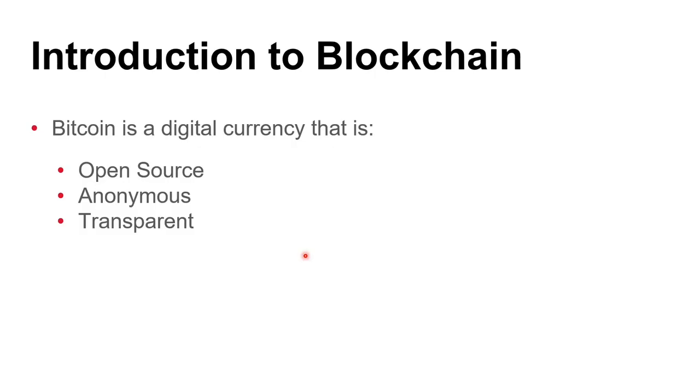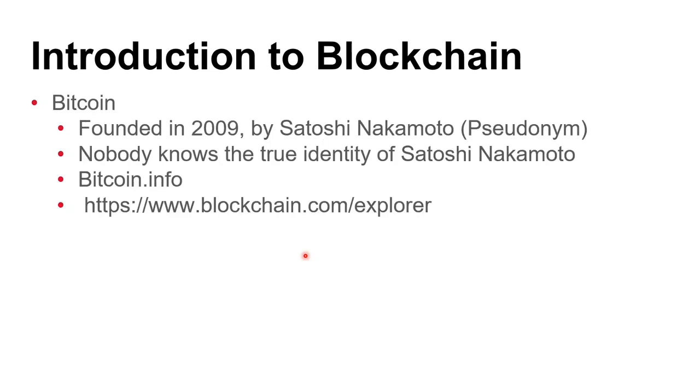It's also transparent. All Bitcoin transactions are out in the open and can be viewed by anybody. Anybody can look over what the transaction was, and if anybody has any questions, they can look further into it. Bitcoin was founded in 2009 by Satoshi Nakamoto, and that's actually a pseudonym; nobody really knows the true identity of Satoshi Nakamoto. The Bitcoin website is bitcoin.info.